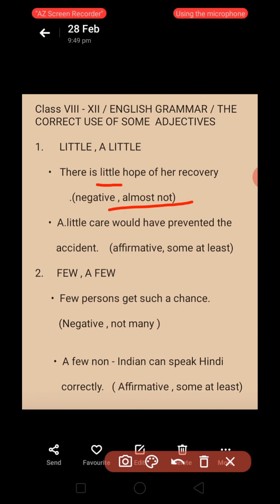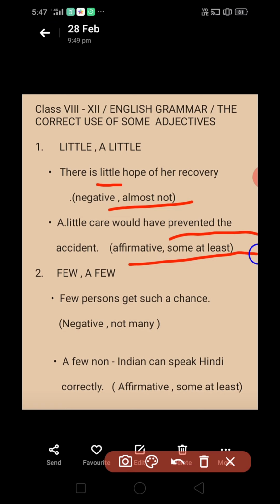And a little care would prevent the accident. So here it is affirmative, that is, if a little care were taken, then the accident could be avoided. So it means not almost not, but at least.